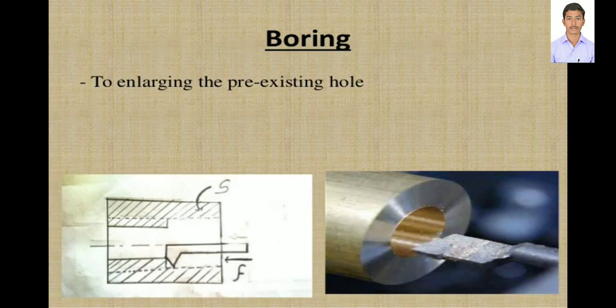Then the boring operation, to enlarge pre-existing holes. First we make a drilling operation on the shaft, maintaining some depth of cut. To enlarge the pre-existing hole from the drilling operation, we use a boring tool bit. To enlarge the hole, the material is removed layer by layer, or step by step. That is the boring operation on the lathe machine.